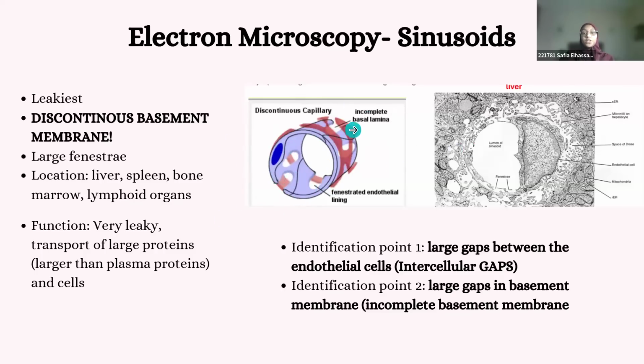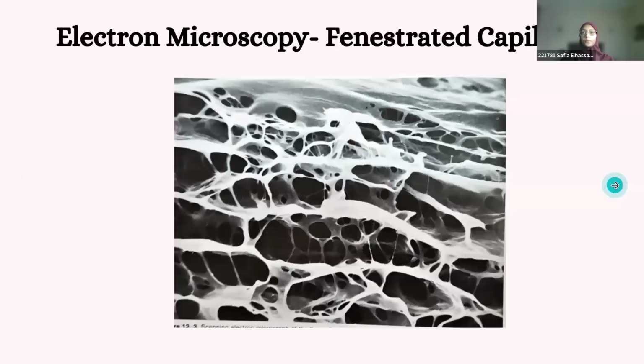And the location of these, you would typically see in the liver, the spleen, the bone marrow, and the lymphoid organs. So the main identification points for these are, again, you have the large fenestrae and also the discontinuous or incomplete basement membrane.